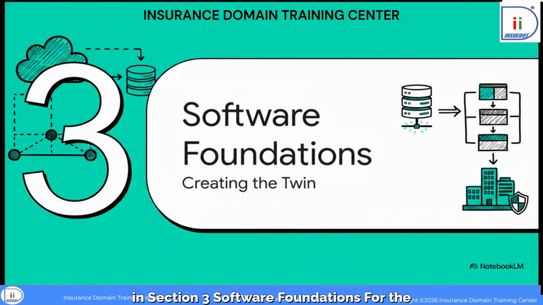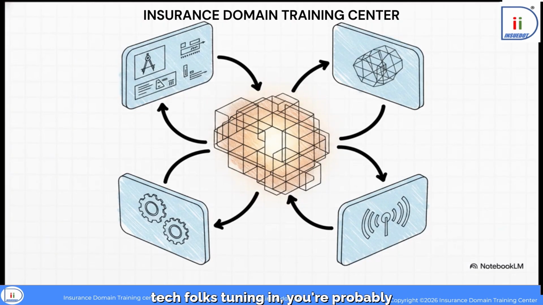Now, you might be picturing some massive supercomputer sitting in an underwriter's office. Let's clear that up in Section 3, Software Foundations. For the tech folks tuning in, you're probably already nodding along. The backbone here relies on specialized, heavy-duty enterprise software. We're talking industrial-grade platforms from massive players, like Microsoft Azure Digital Twins, Siemens Digital Industry Software, Dassault Systems, PTC ThingWorx, and IBM Maximo. These platforms grab engineering drawings, CAD models, equipment specs, and then they layer all of that with real-time sensor data to build out the virtual representation.